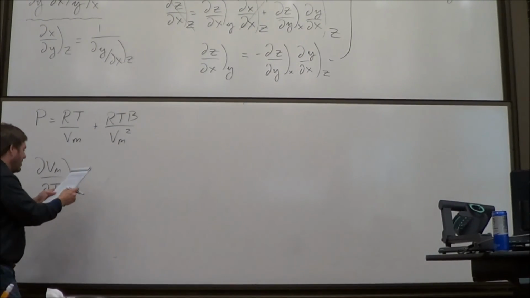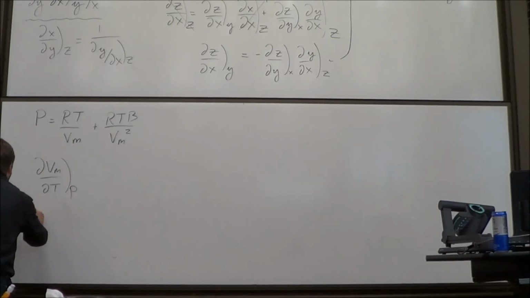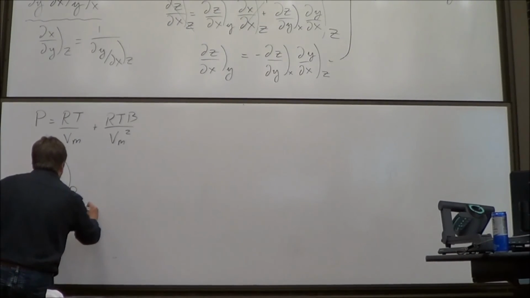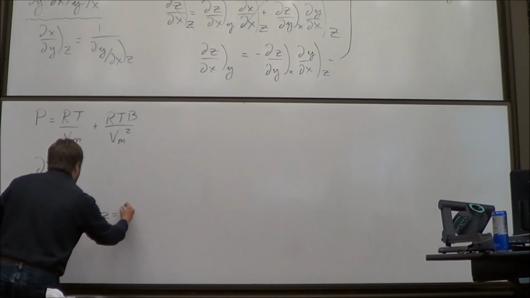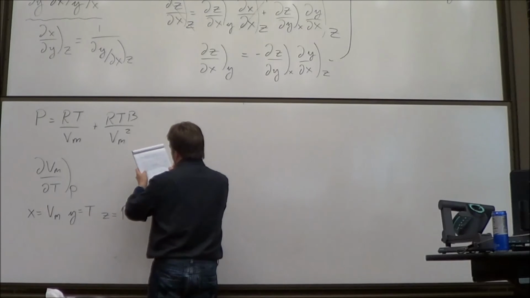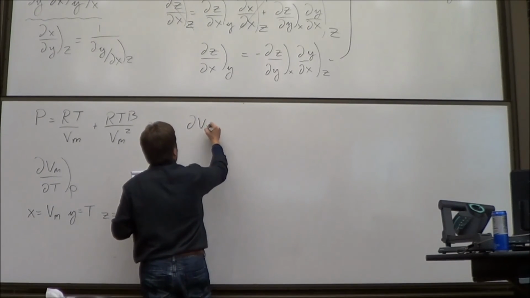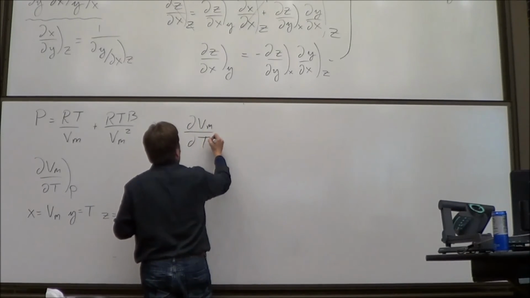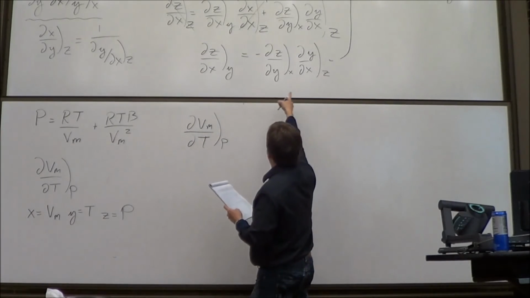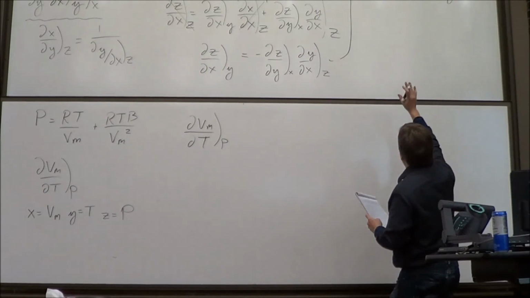Okay, notice that, let's see, what have I got? Let me just follow my own notes here. If I make x be Vm, y is T, and z is p, let me plug these into the Euler chain formula. So dx, which is Vm, dy, which is T, at constant z, which is p. Actually, let me look at this version. Sorry, getting ahead of myself. Okay, that's the first term.